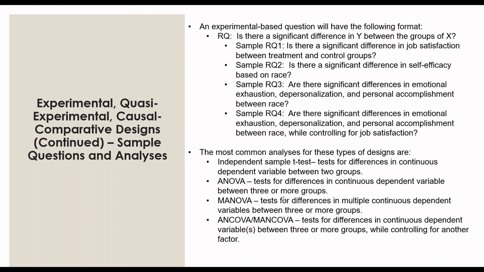MANOVA is similar to an ANOVA, but you have multiple dependent variables. The difference between research question 2 and research question 3 is that research question 3 has multiple dependent variables: emotional exhaustion, depersonalization, and personal accomplishment. And you're looking for differences in all 3 of those factors simultaneously between race. That would be an example of a MANOVA.